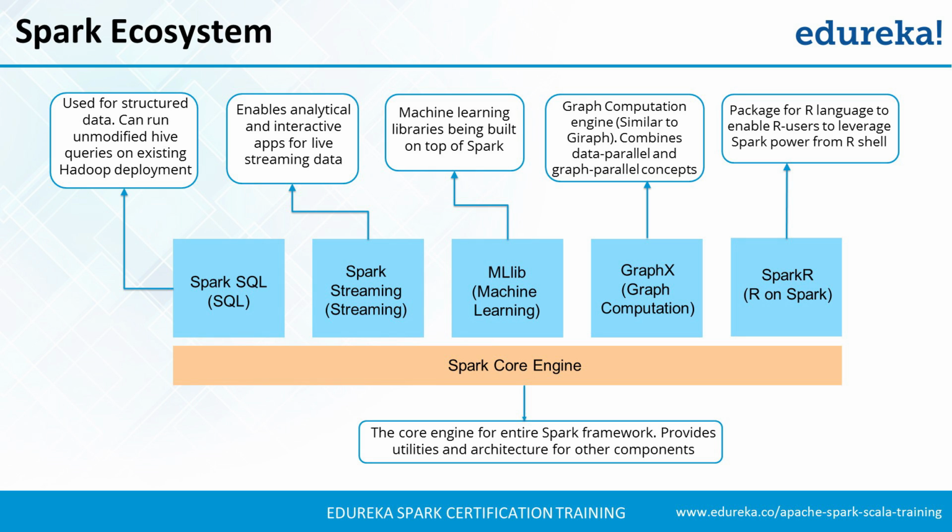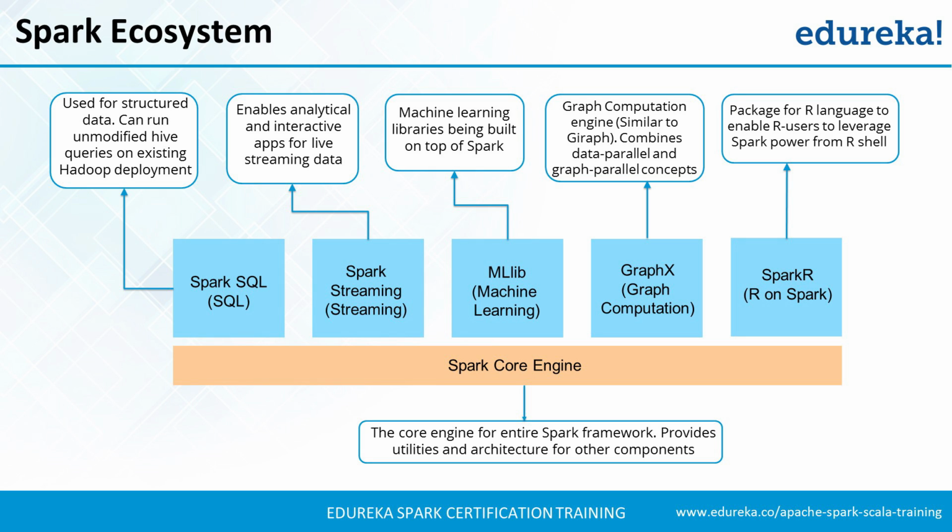It is going to enable all the analytical and interactive applications for your live streaming data. MLlib. MLlib is mostly for machine learning, and in fact, the interesting part about MLlib is that it is completely replacing Mahout. In fact, it has almost replaced Mahout. All the core contributors of Mahout have moved towards the MLlib side because of the faster response. Performance is really good in MLlib.